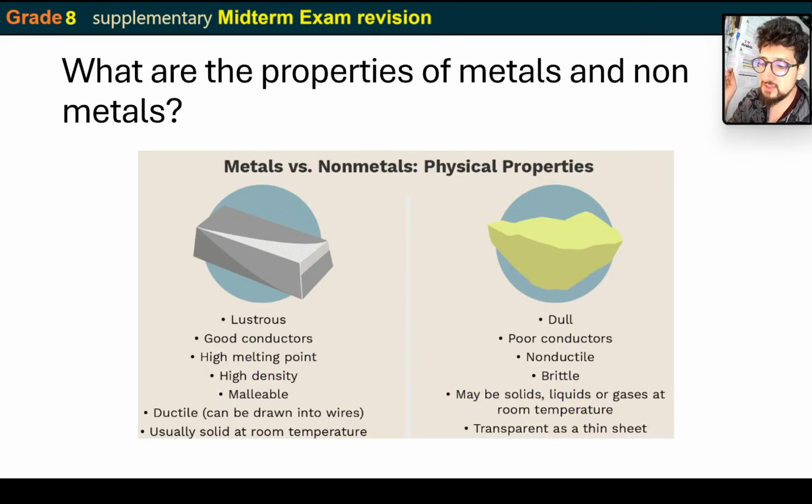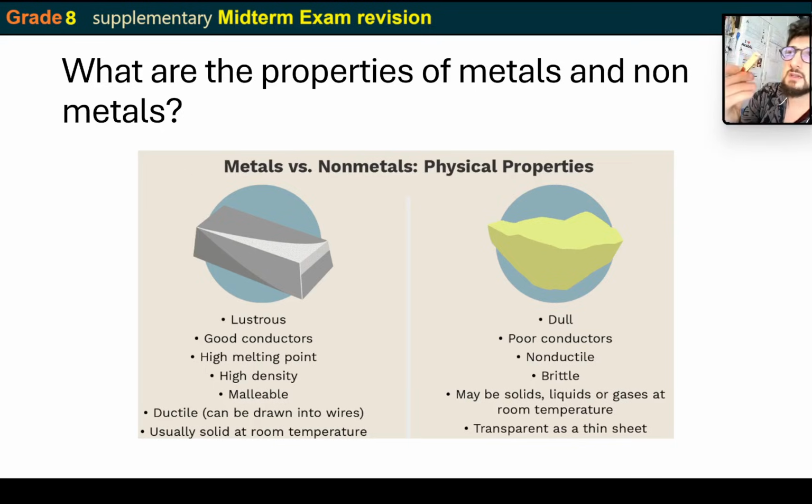Okay, what are the properties of metals and non-metals? You need to be familiar with these as well. Metals are lustrous. Lustrous just means shiny and reflective. Metals are shiny and reflective. And if I show you something right now, you can tell me whether it's metallic or not just based on its looks. So here we go.